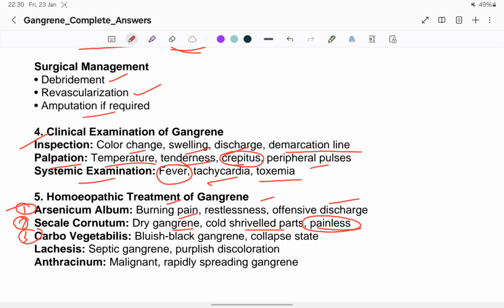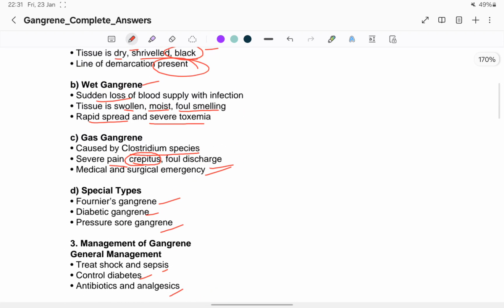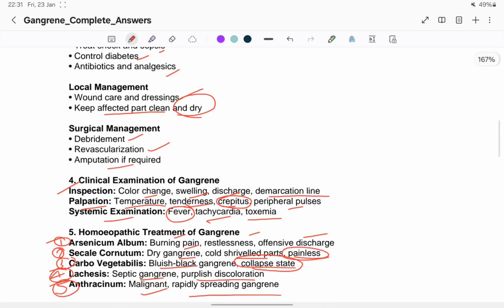Carbo vegetabilis. Next remedy, bluish black gangrene, collapse state. All the features of shock will be seen: cold temperature, cold clammy skin, cold perspiration. Next, Lachesis: septic gangrene, purplish discoloration, and Anthracinum: malignant, rapidly spreading gangrene. So rapidly spreading gangrene is our wet gangrene in case of Anthracinum.